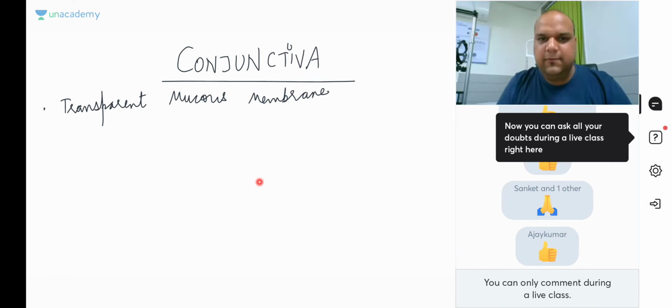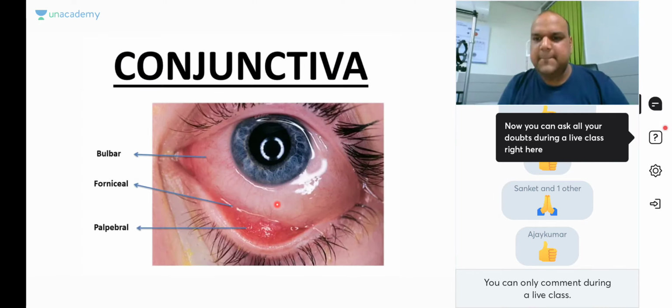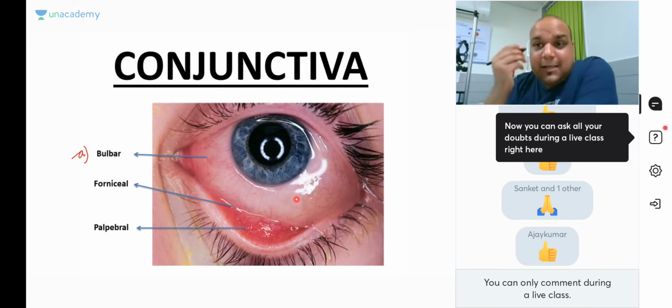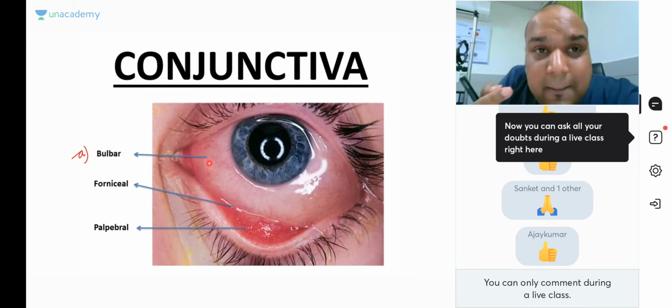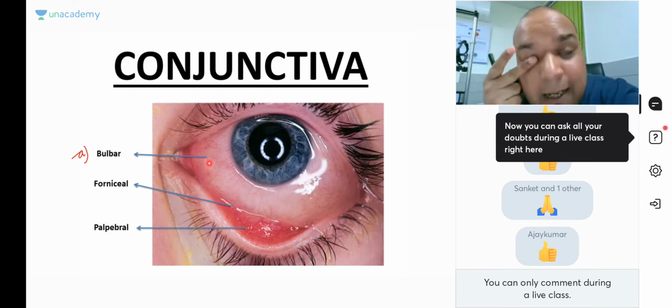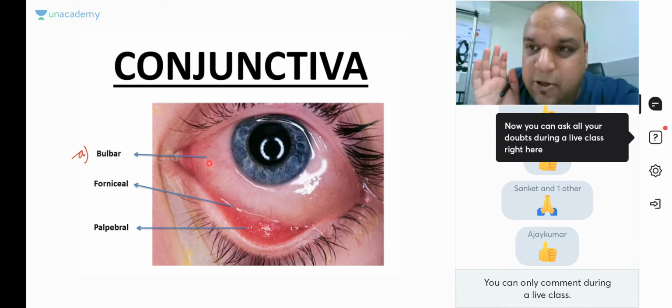So very simple photograph, everybody. See this photograph. These are the 3 parts of my conjunctiva. The first part, which is the most easy to understand, is bulbar conjunctiva. So what is bulbar conjunctiva? All this, where my pointer is now moving, is the conjunctiva covering the sclera. If you remember the first class, I always said the white part is sclera. But when I touch the white part, do I touch my sclera? No, I'm actually touching my conjunctiva, because over the sclera, the transparent mucous membrane, that is conjunctiva, is present. So that is your bulbar conjunctiva.